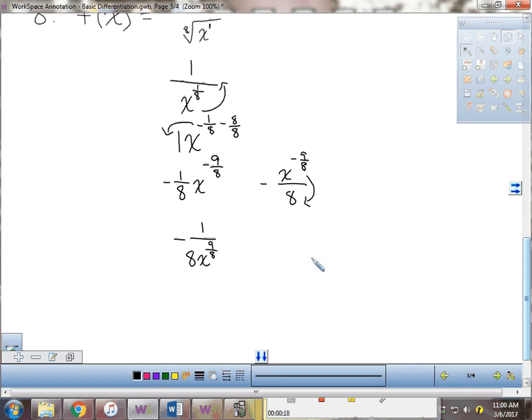If you were going to put a root with it, it would be 8 times the 8th root of x to the 9th. All right. So I will also take that as an answer. But this is fine with me.